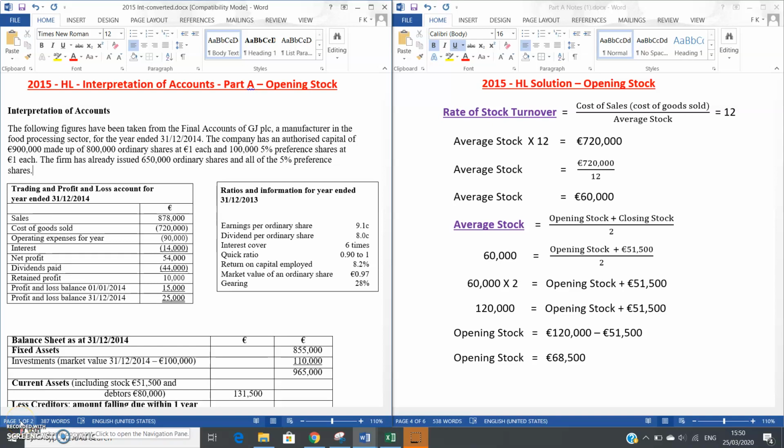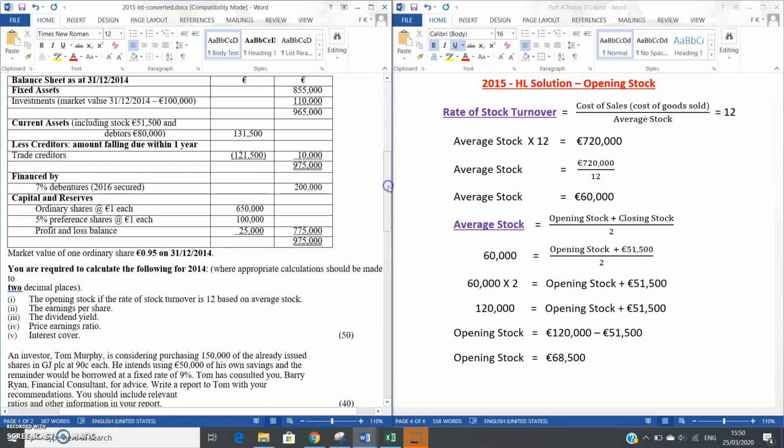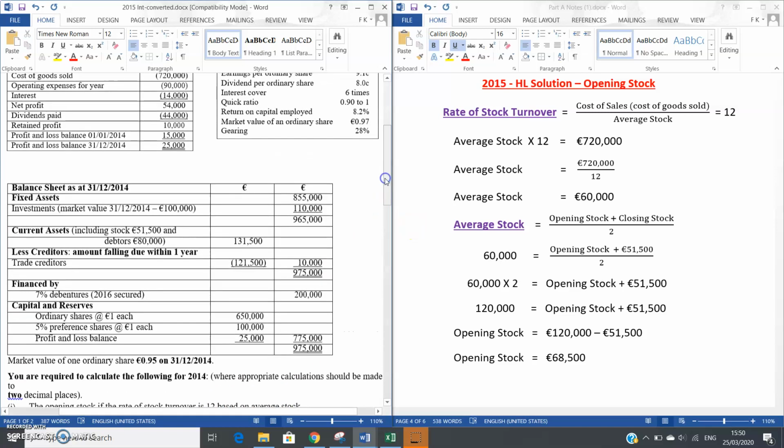This is the 2015 higher level interpretation of accounts part A, and we're going to calculate opening stock. In part one, we're asked to calculate the opening stock if the rate of stock turnover is 12 based on the average stock. So the first thing we need to do is write down the formula for the rate of stock turnover. See, it's here.